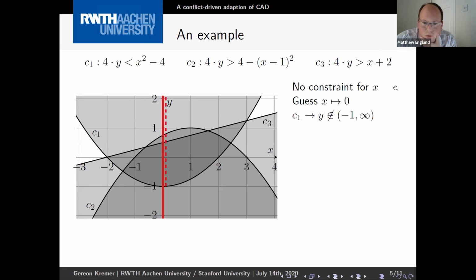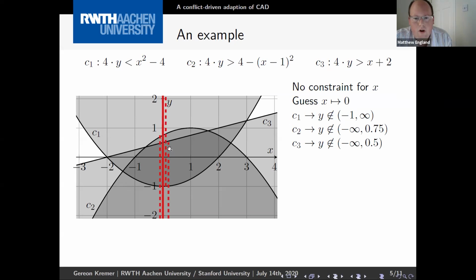So we look at X equals 0. These polynomials now become univariate. So we can do some simple univariate analysis, and we see that they each rule out a portion of the y-axis. And the key thing to note here is that we only need 2 of these dotted lines to fully cover the y-axis. So we can inform our future search using only 2 of the polynomials. We don't need all of them, so we can make a saving here. Now we have a choice.